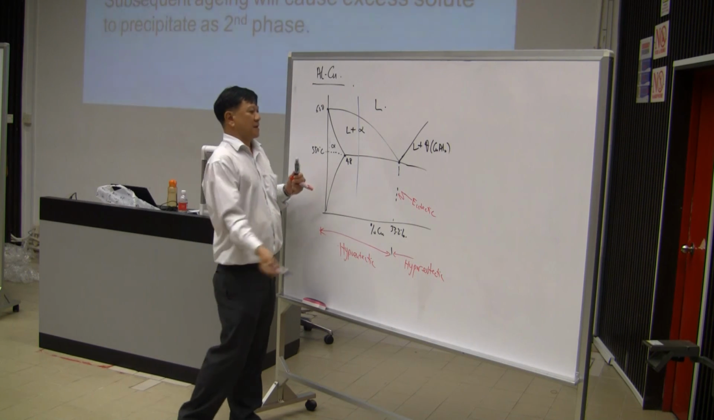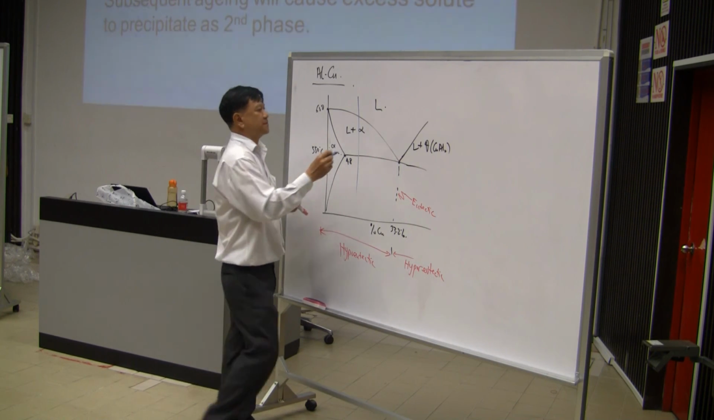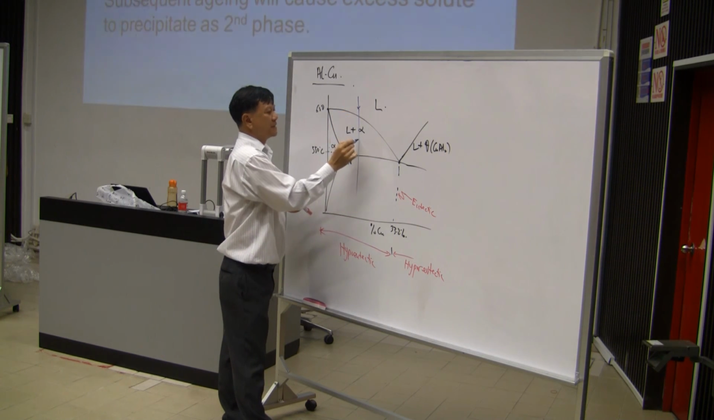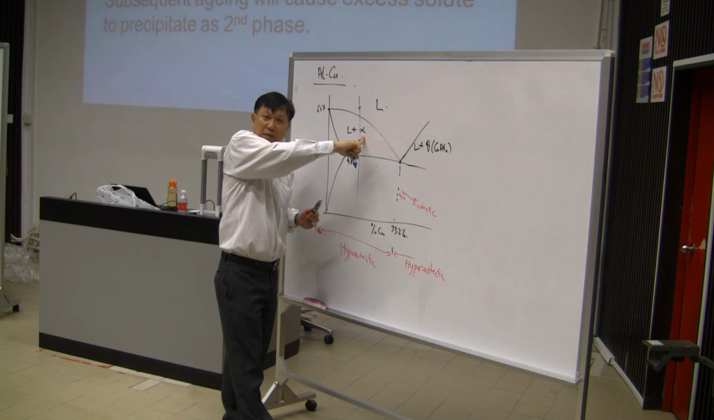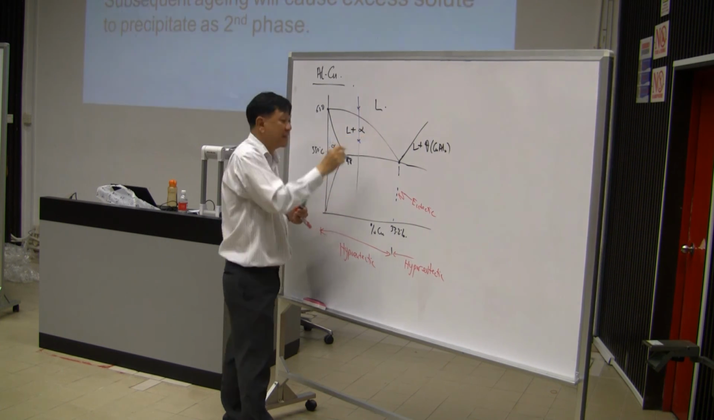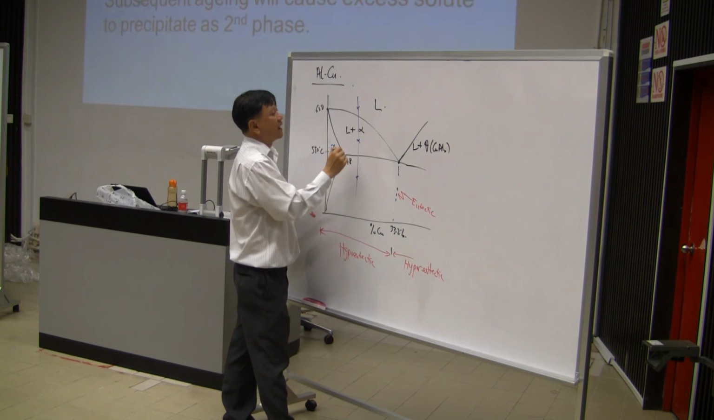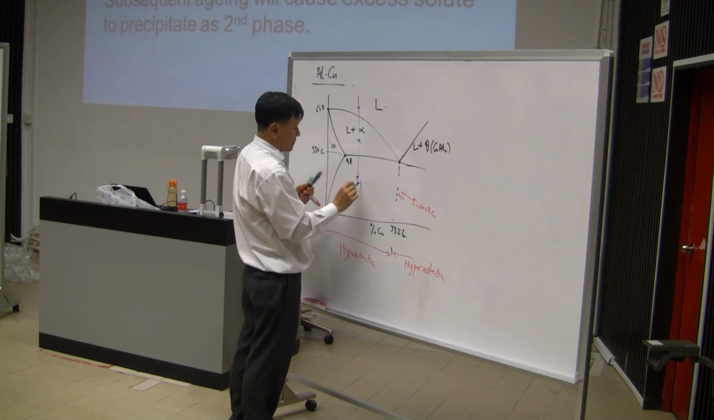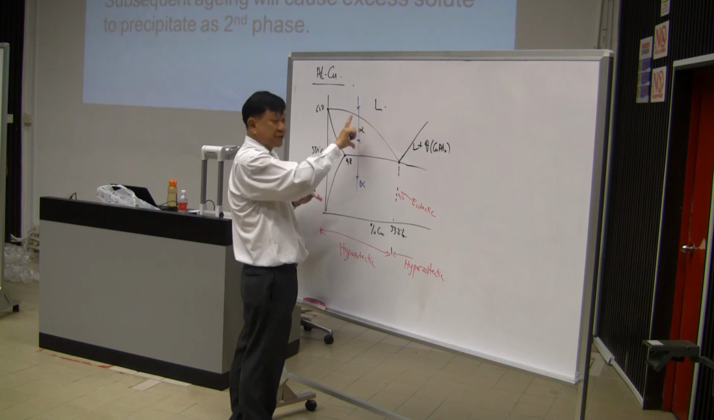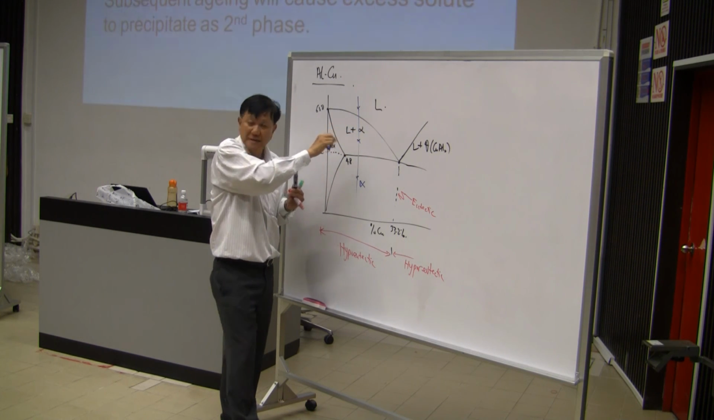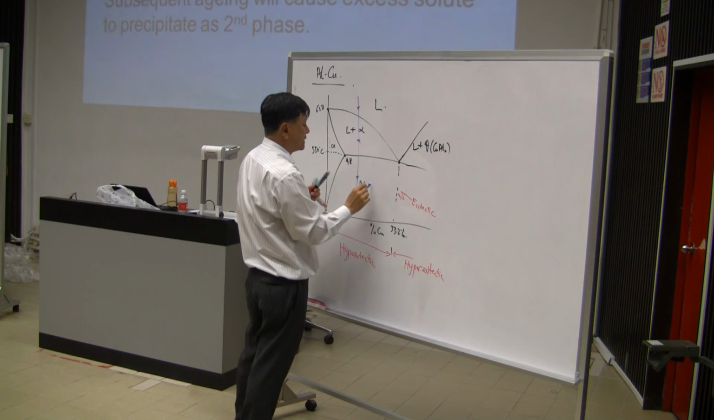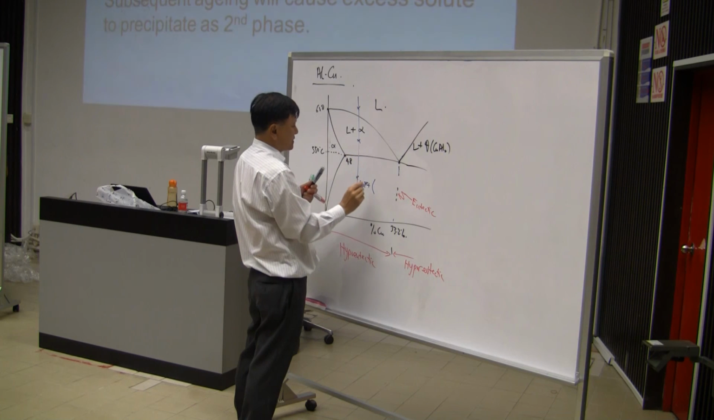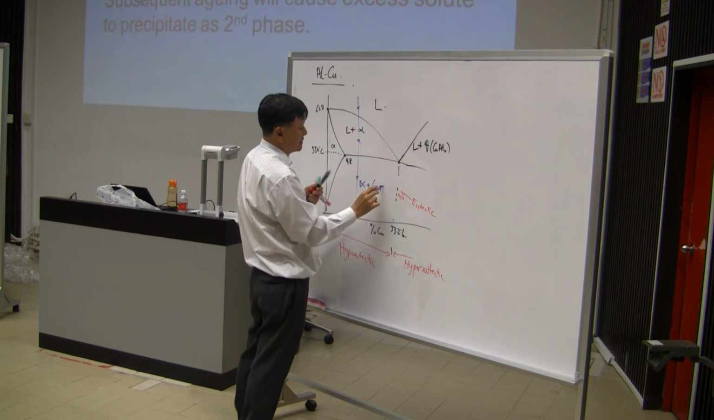Now, okay, so this one very straightforward. I will get liquid here, liquid plus what? Primary alpha. Okay, and then when I'm down here, what do I get down here? I will get primary alpha, which is formed here, plus the what you call that? The eutectic. Eutectic mixture is actually alpha and theta.